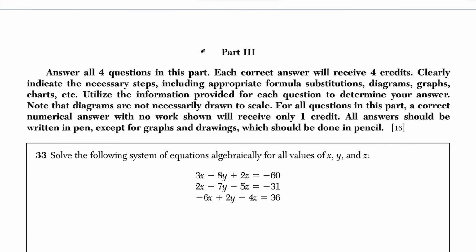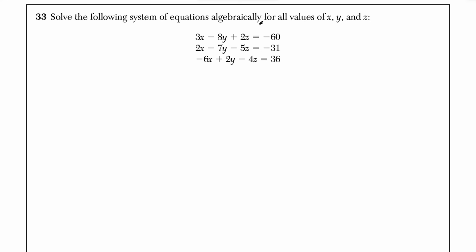So now we're moving on to the part 3 questions. There's 4 questions here, and each one is worth 4 credits. So we have to solve this system of equations algebraically for x, y, and z. So what I'm going to do first is I'm just going to label this one here equation 1, equation 2, and equation 3. That way, when I make my manipulations to some of them, it's just easier to label.